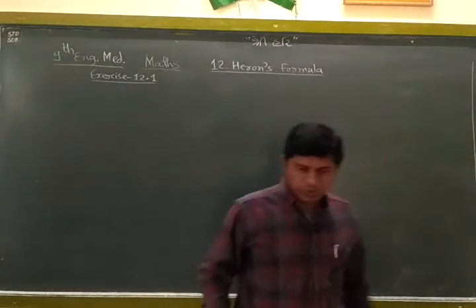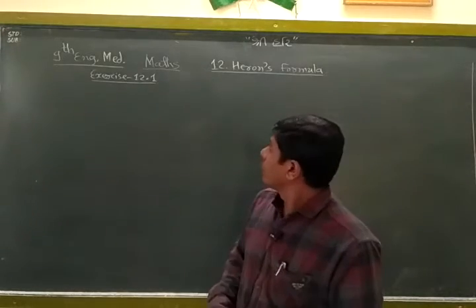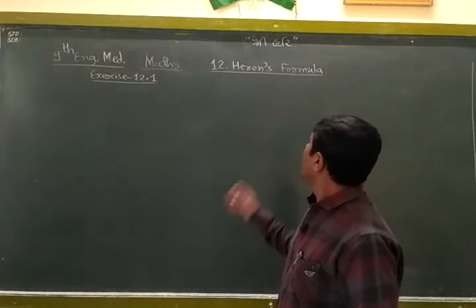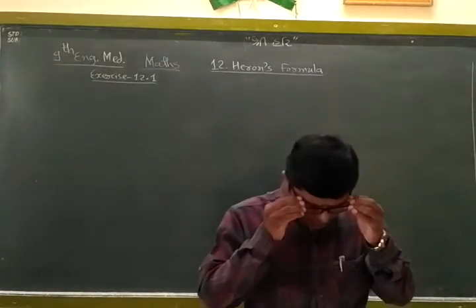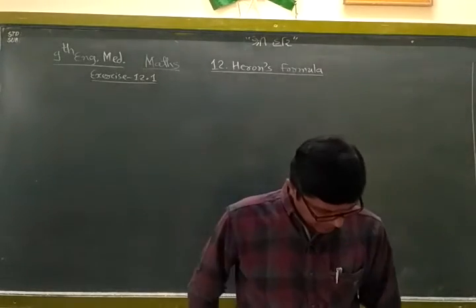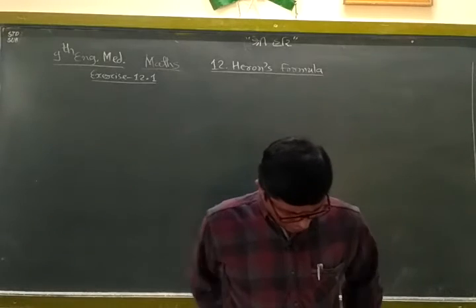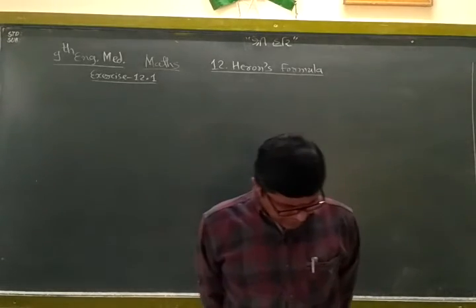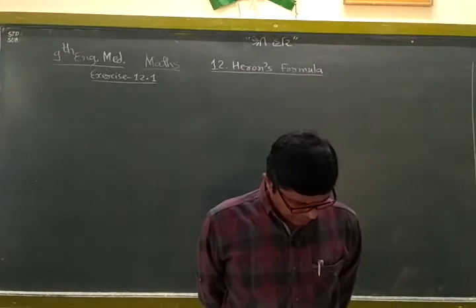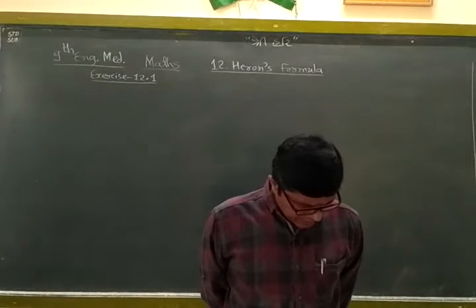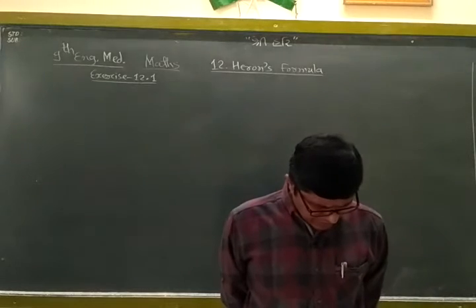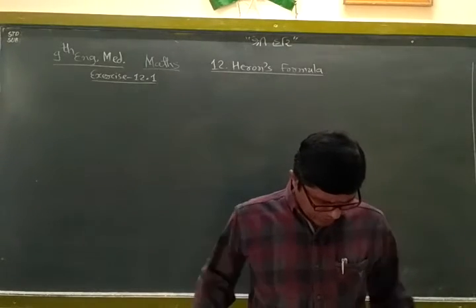Standard 9 English medium students, okay, for the maths and chapter number 12, Heron's formula. First, exercise 12.1. First I read the question, after that we solve. A traffic signal board indicating school ahead is an equilateral triangle with the side A. Find the area of the signal board using Heron's formula.